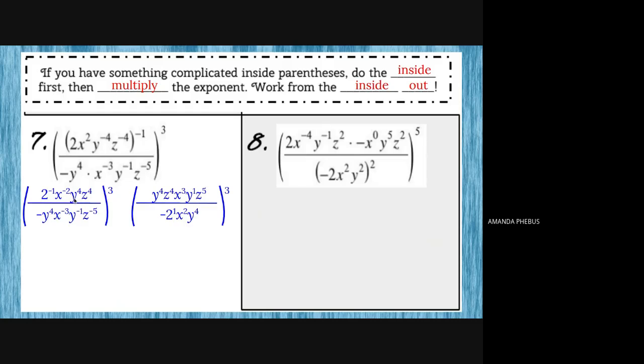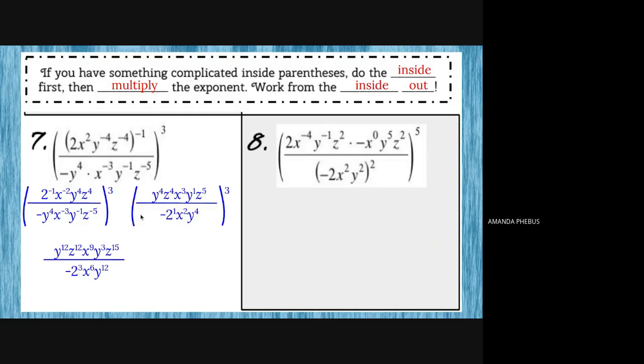The y to the 4th was in the denominator. This y to the 4th was in the numerator. Z to the 4th was here. I moved this x cubed up, this y up, this z to the -5 up. And then I probably will work on simplifying. Let's see the inside. Nope, I didn't do that this time.